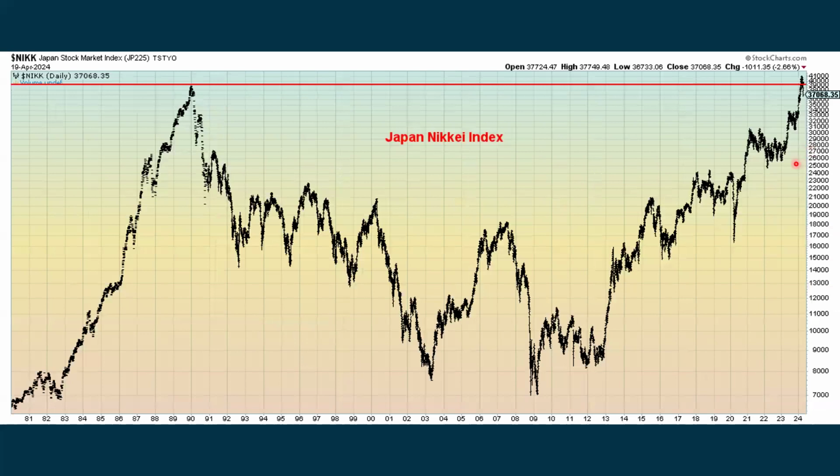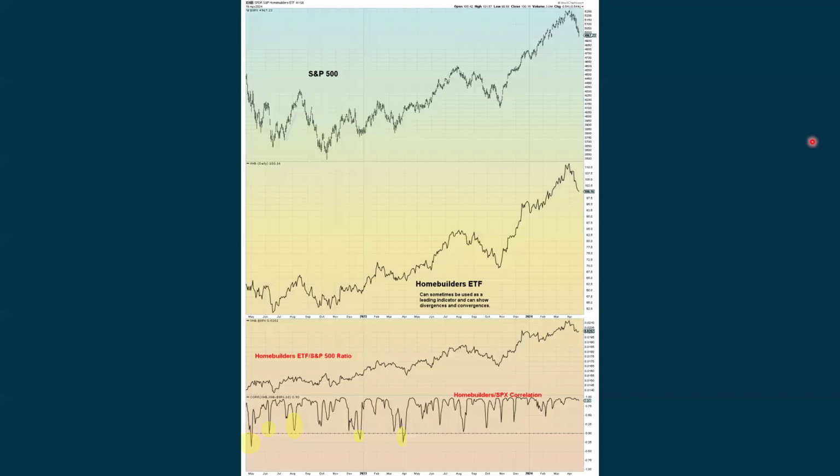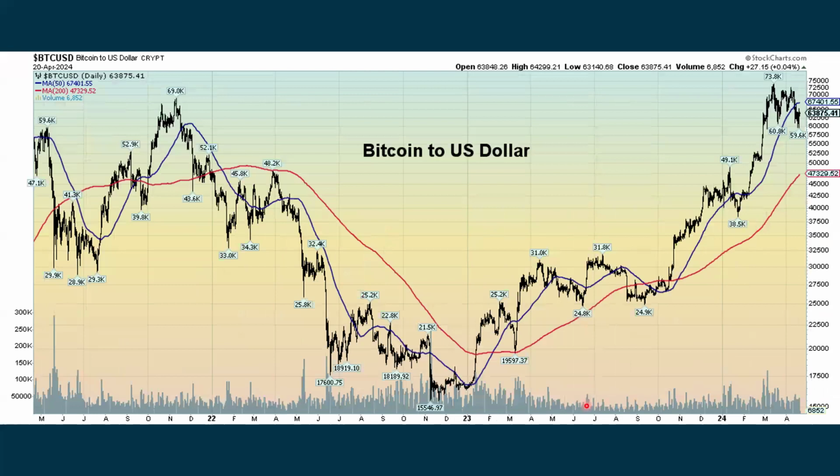And we look at the Nikkei, which is the Japanese index. It finally broke out, set an all-time high, but has been pulling back since then. Microcaps, really small stocks, they are still in an uptrend, but starting to come back down to their 200-day moving average. We look at the home builders, and then we compare it with the S&P 500, and we see right now that they have a pretty strong correlated relationship, so we're not getting a lot of insight from this chart.